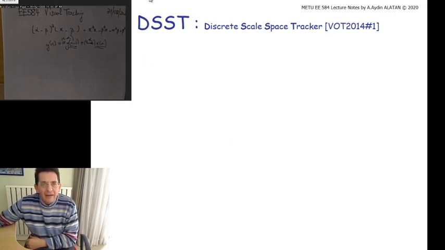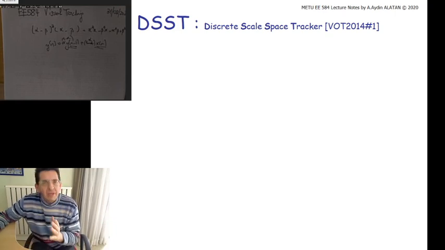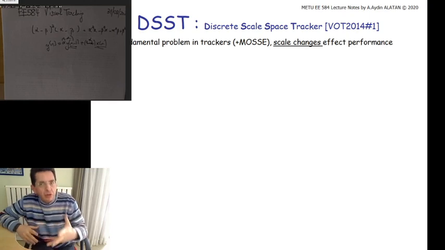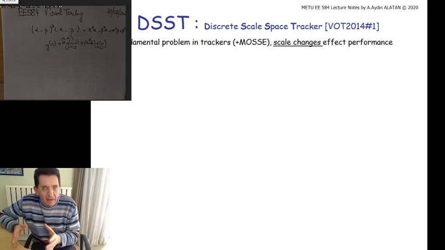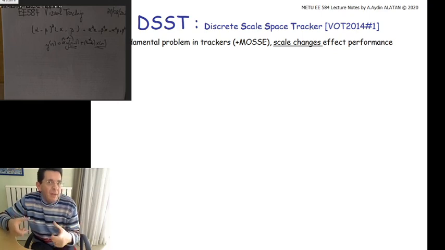The DSST gives us another algorithm, addressing maybe the most important problem in all the trackers, and also MOSSE: the scale changes. I have an n by n template. The object is no more n by n. It's getting smaller or larger depending on the motion. And then I have to do something so that I can take into account the scale changes. How can I do it? I have to do something so that an n by n and maybe n plus 1 by n plus 1, how can you match those things?